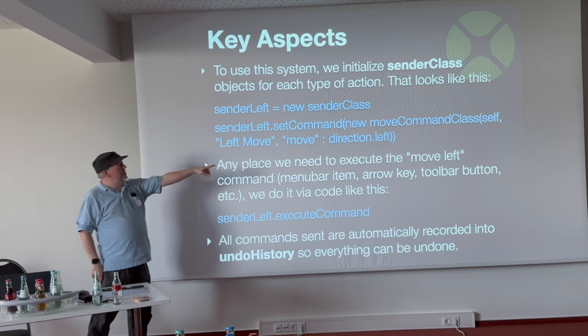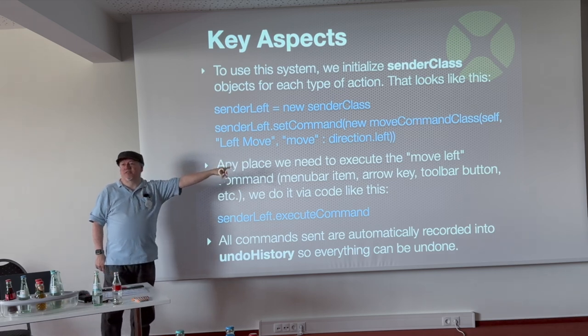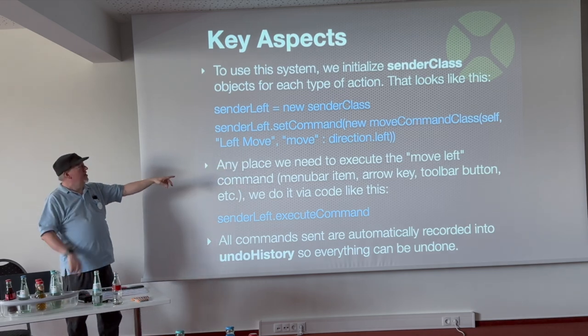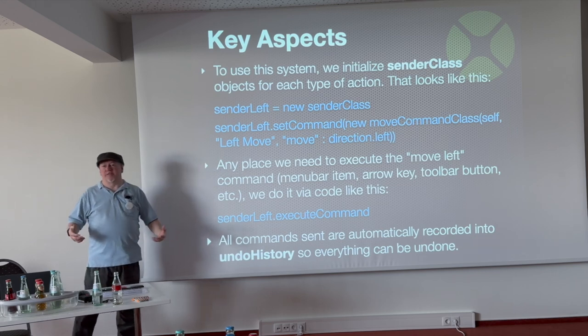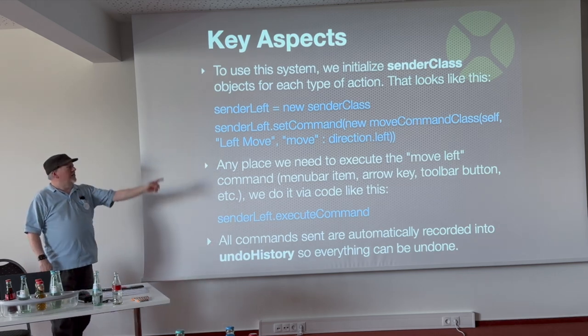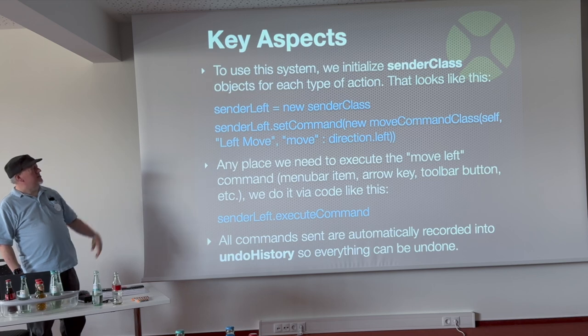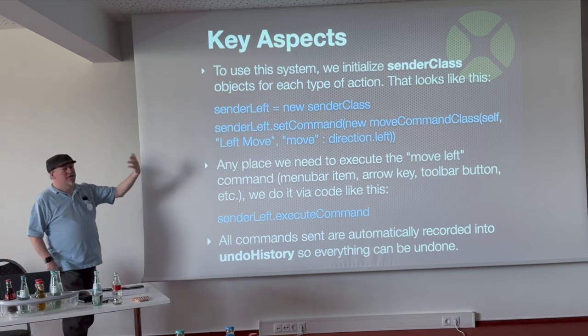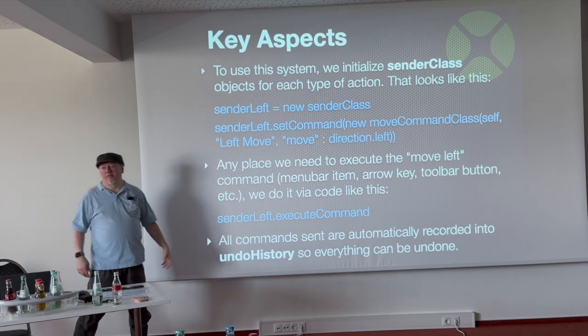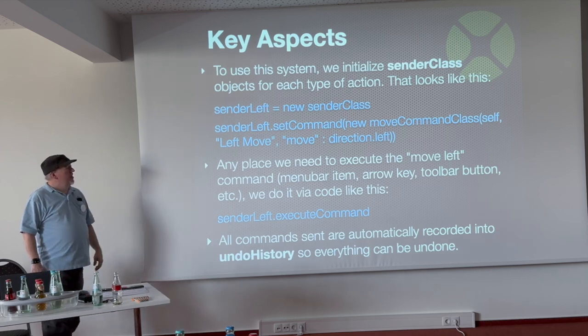Here, I set up an enumeration for the direction, so there's just direction dot left, right, up, down. Then it's just called move, because it's just a move, and which direction it's moving is the other half of the pair. So again, in the dictionary, this would be the key, and that's the value. So it just stores it in there.